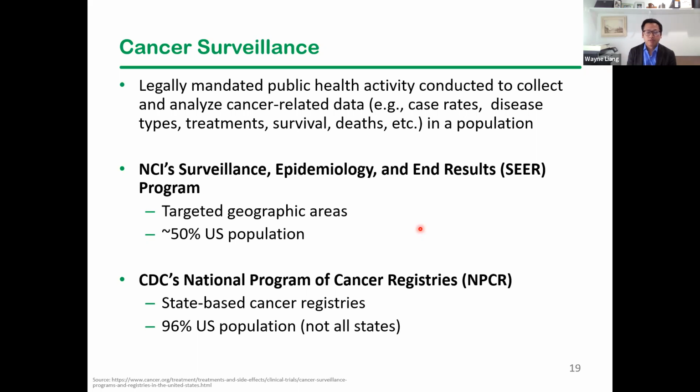Another complementary approach is the CDC's National Program for Cancer Registries, which supports state-based cancer registries, for example, the Alabama Department of Public Health, or each state's Public Health Authority may have a registry. Not all states have it, but most states do, and this program covers about 96% of the US population. They do collect slightly different data, and so often the data is merged to provide cancer statistics like the ones I provided earlier in the presentation.